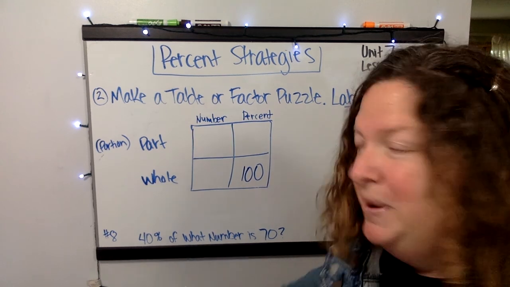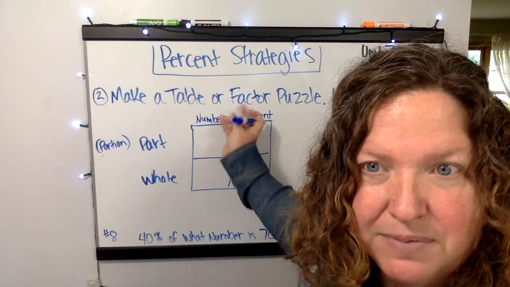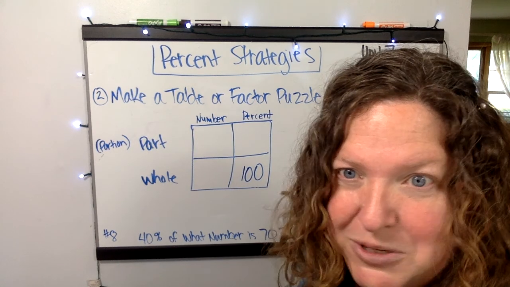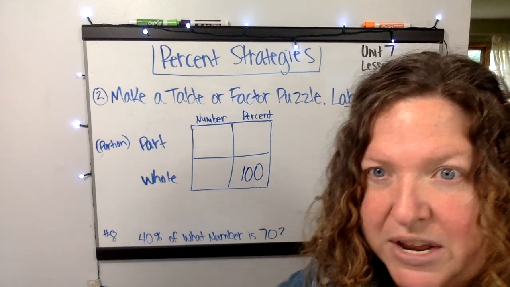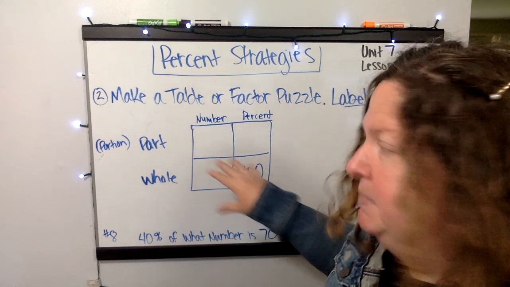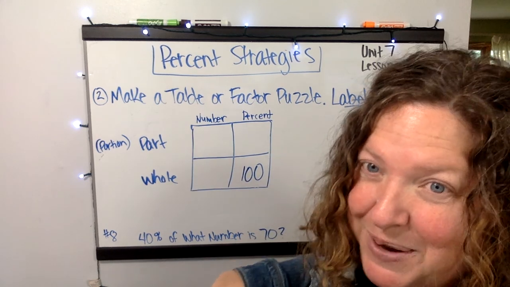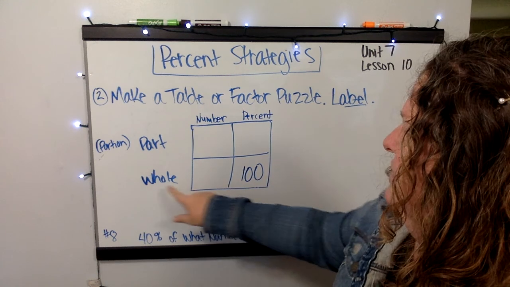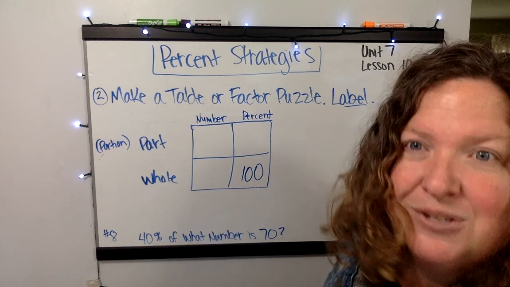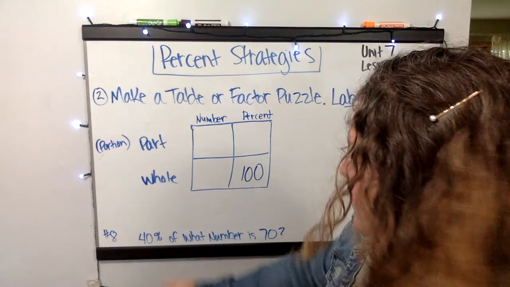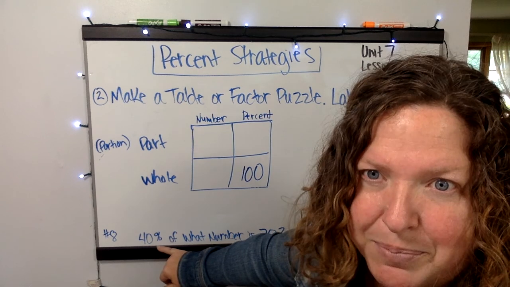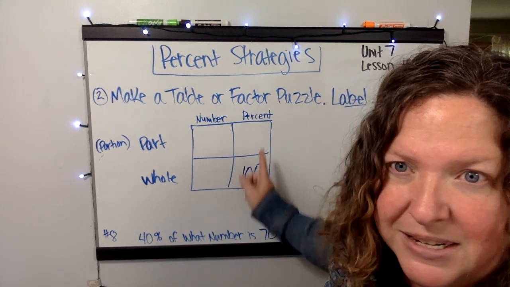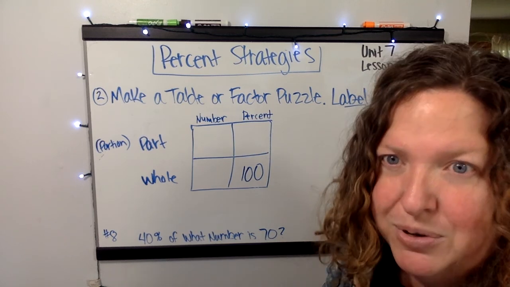Now remember, you might have flipped these labels around. That's okay. You might have even flipped these labels around. That's okay. You just have to make sure that where you put the number makes sense with where you put the labels. And that's why I labeled first. So I've got the whole percent is 100. So we're good with that. Now, we also have 40% in our problem. Where's the only other box that 40% could go?